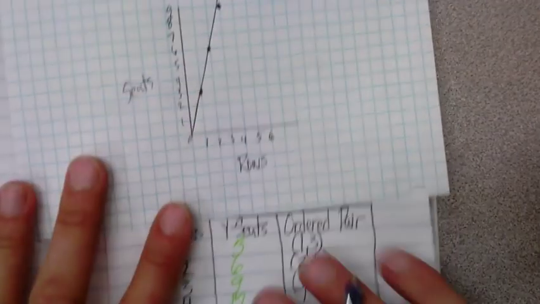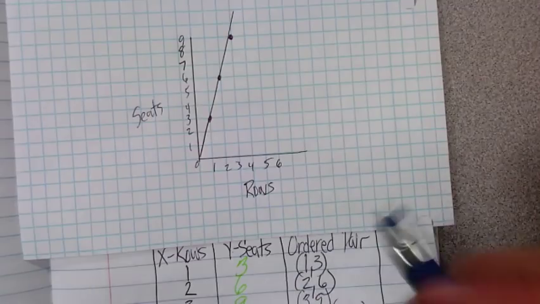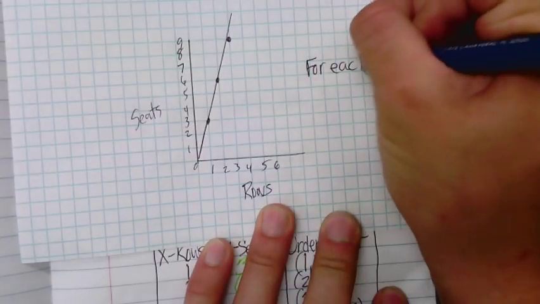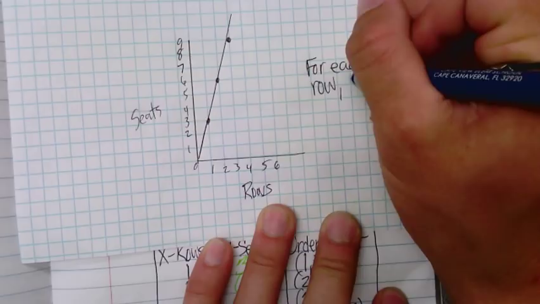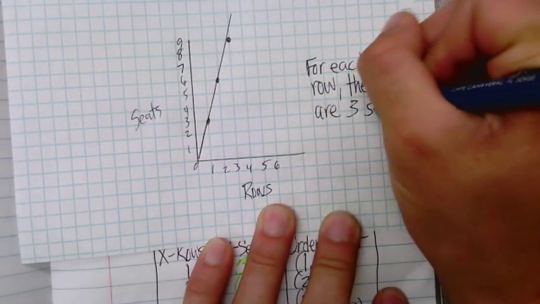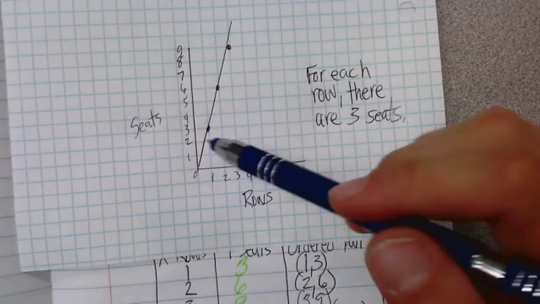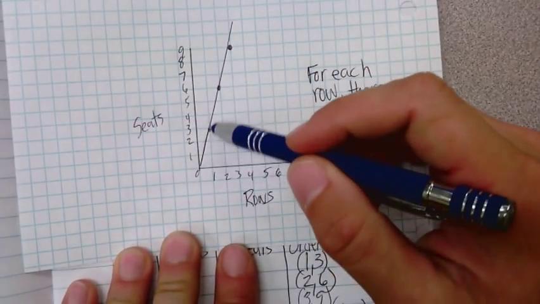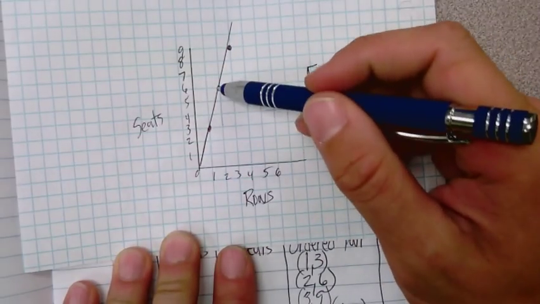And now you can see that it climbs at a steady rate. And for each row, there are 3 seats. And you notice this climbs by 3 each time you go over 1 row, and then it goes up 3.